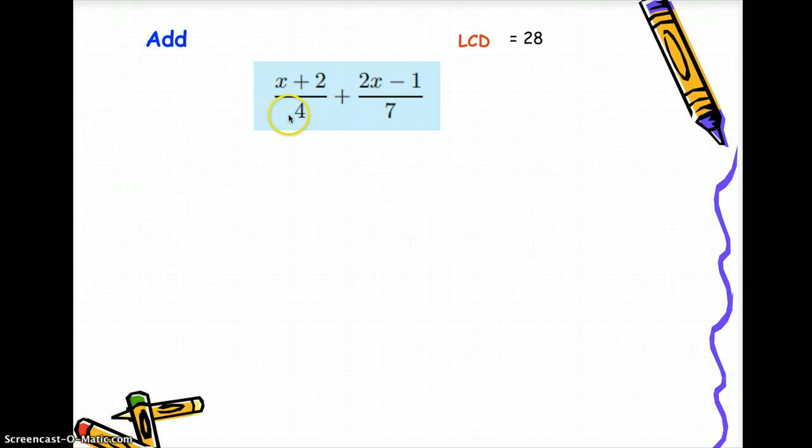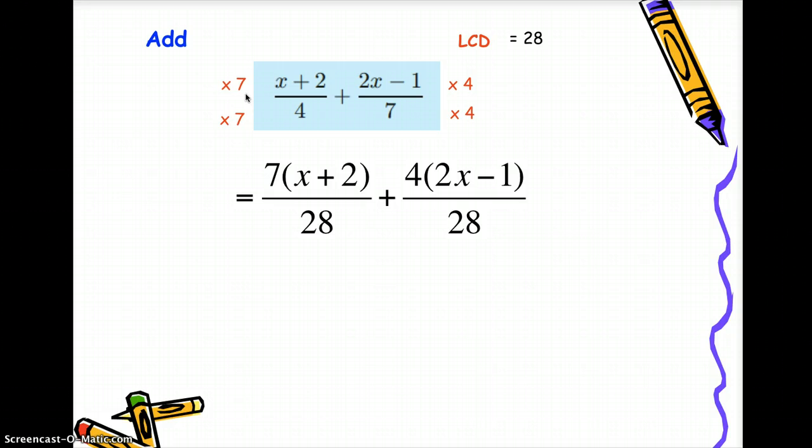What do we do to make 4 into 28? 4 times what number is going to give us 28? It's going to be 7, so we need to multiply both the numerator and denominator by 7. And we also would like to make this 7 into 28, and so we need to multiply this by 4. If we are multiplying the denominator by 4, we need to multiply the numerator by 4 as well. So let's multiply both the denominator and numerator by 4. Now, if we do that, we will end up with this.